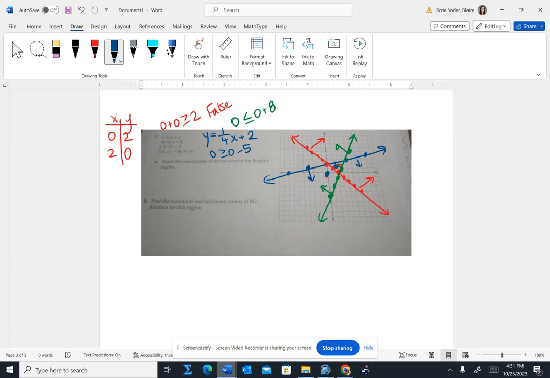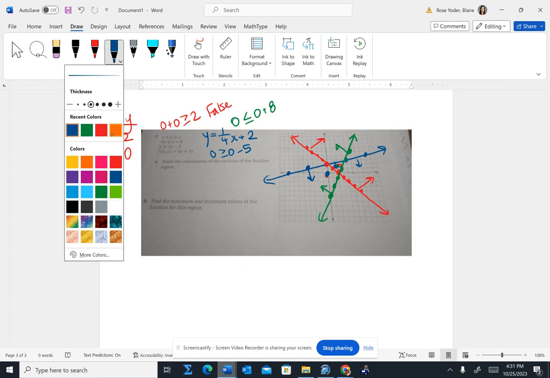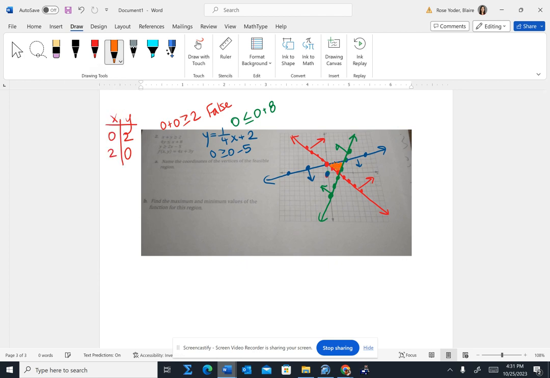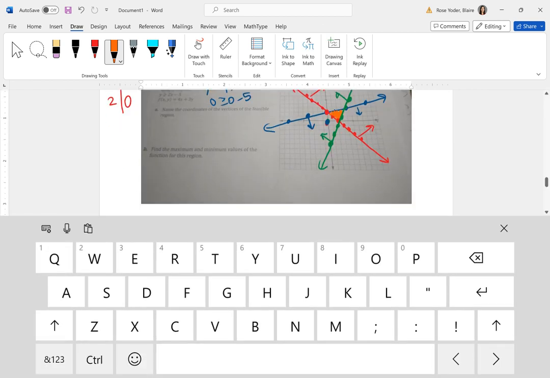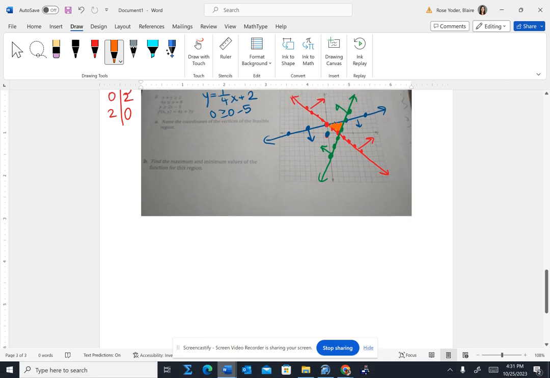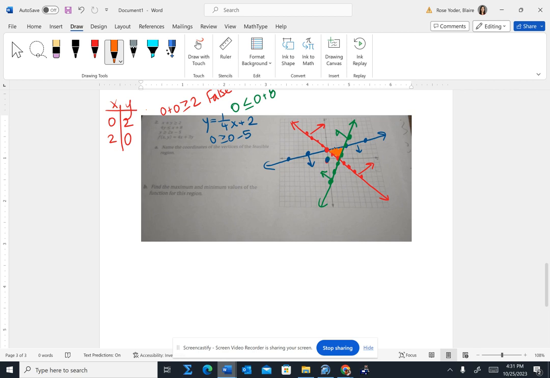And then the shaded region is the places where all those different shadings intersect, which is inside this little triangle here. So that's the feasible region. It looks like the coordinates. My computer is about to die, so I'm going to plug it in to make sure that it doesn't. I think that the coordinates of the vertices of that triangle look like they are (0, 2).